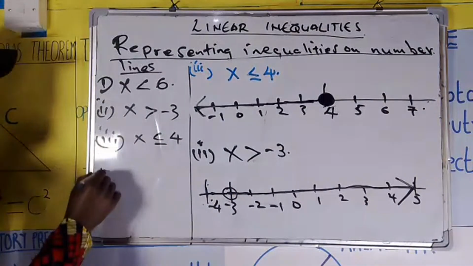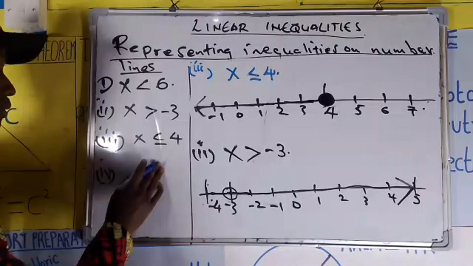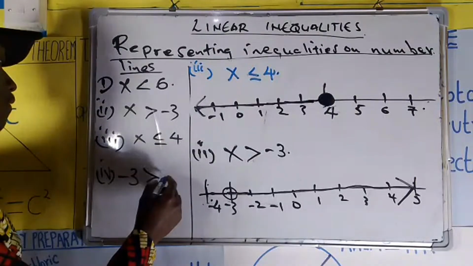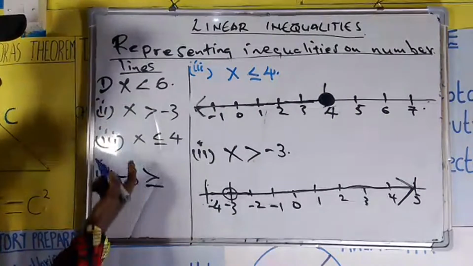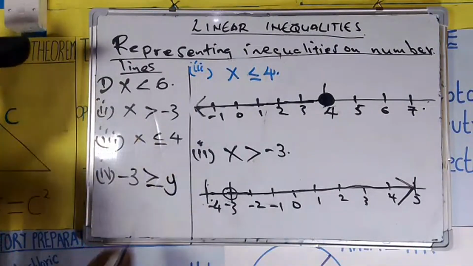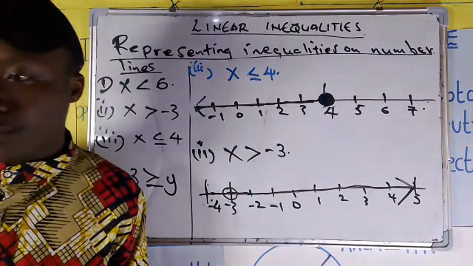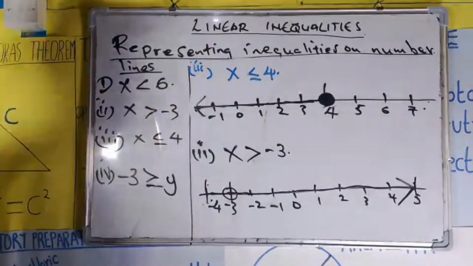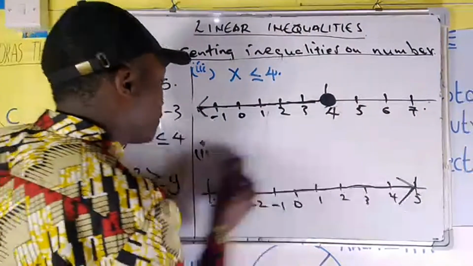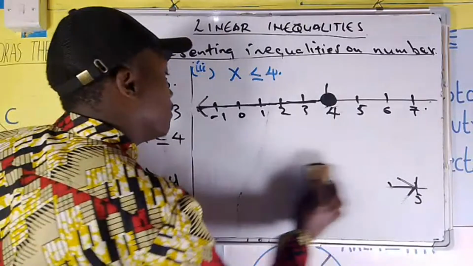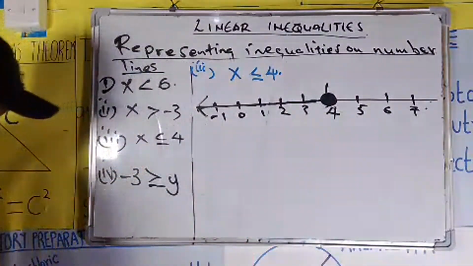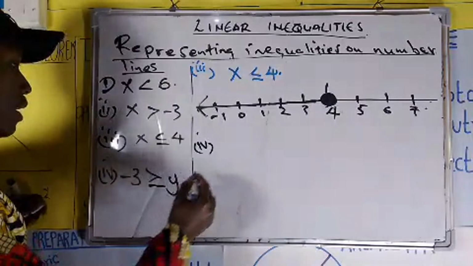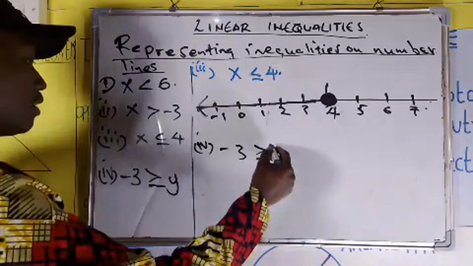We can add another example, Roman 4: negative 3 is greater than or equal to y. Let us do that. So anywhere you see less than or equal to, it means you shade that circle. So let us do this Roman 4. It will be negative 3 is greater than or equal to y.